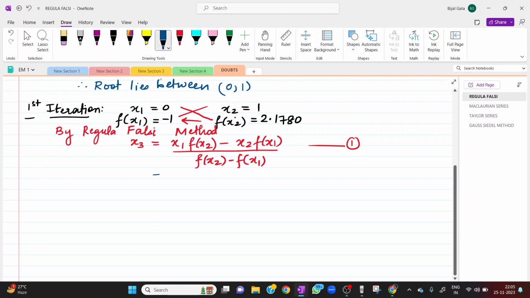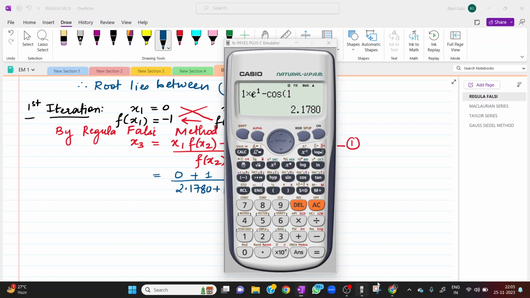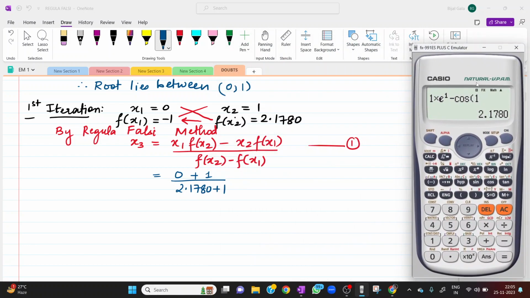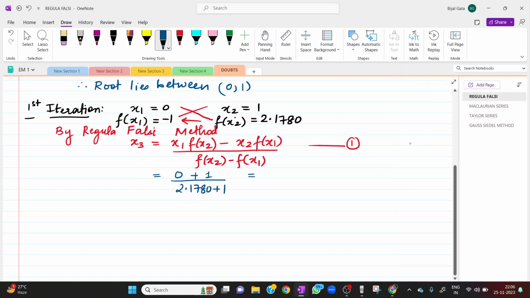Okay, so after substituting the values here, x1 is 0, so the first term becomes completely 0. The second term becomes negative of 1 into -1, so this becomes plus. In the denominator, 2.1780 again, minus minus becomes plus, so 1 remains. So let's use the calculator now. In the calculator I'm getting 1 divided by 1 plus 2.1780. So the answer in decimals is 0.3147. My calculator is fixed to 4 decimals.